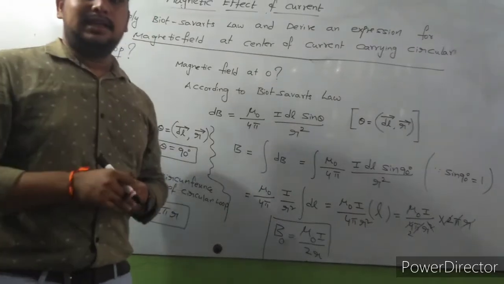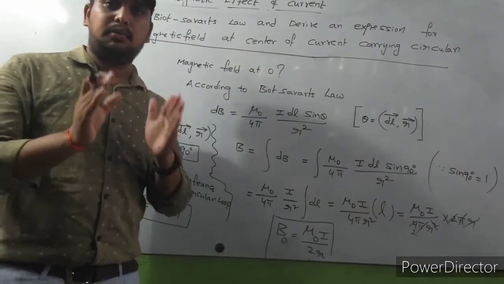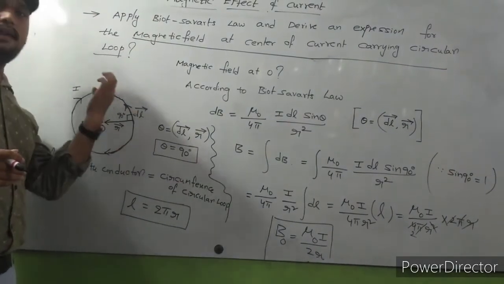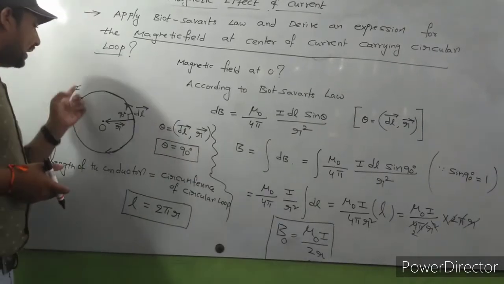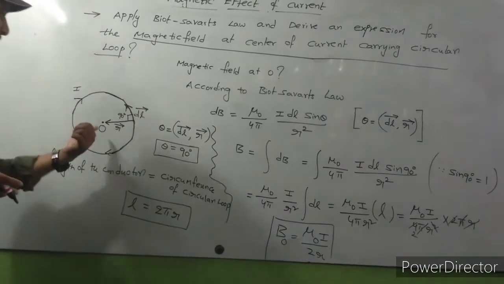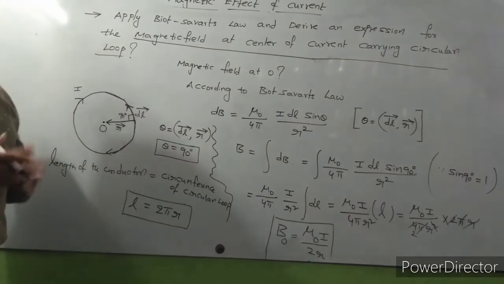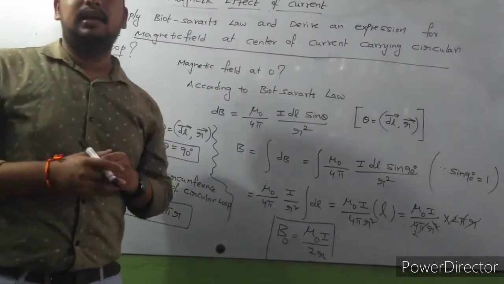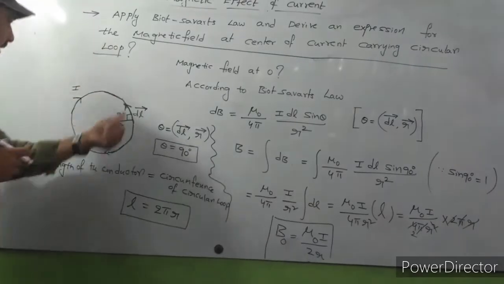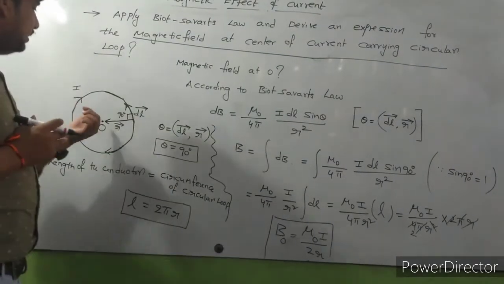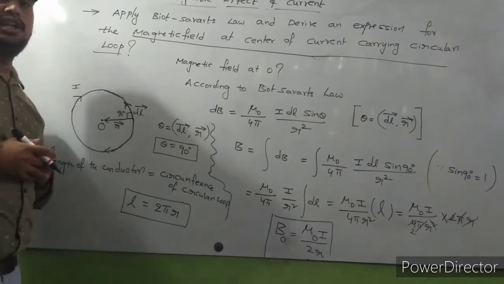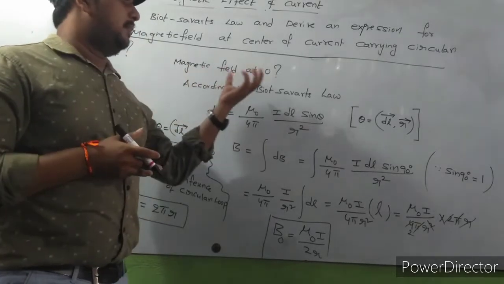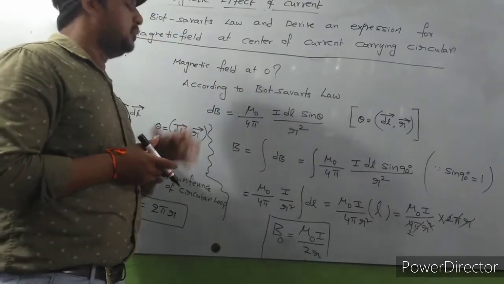Again I recapitulate once, so please observe carefully. Here what we need to find? The magnetic field at center O due to a current carrying circular loop. Let I be the current passing through this loop, and let O be the center of the circular loop. You know already, every current carrying conductor produces a magnetic field according to Oersted. So this current carrying conductor produces a magnetic field at O. That magnetic field we need to find. How to find it? By using Biot-Savart's law.